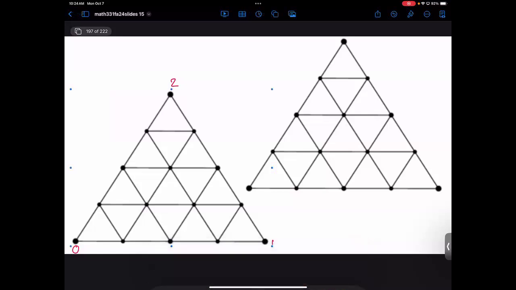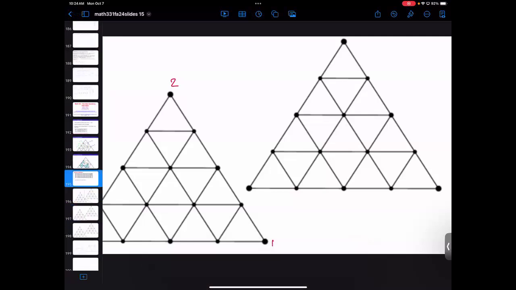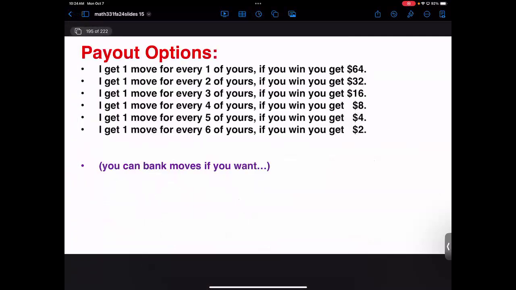So people who know me really well know I like to hide things. Did anybody notice anything strange about this slide? If you actually highlight the line underneath, I get 1 move for every 6 of yours, it basically says something like, if I don't move, you get $1. So what do you think it means if I say, if I don't move, you still get $1? It's probably impossible for me to lose.